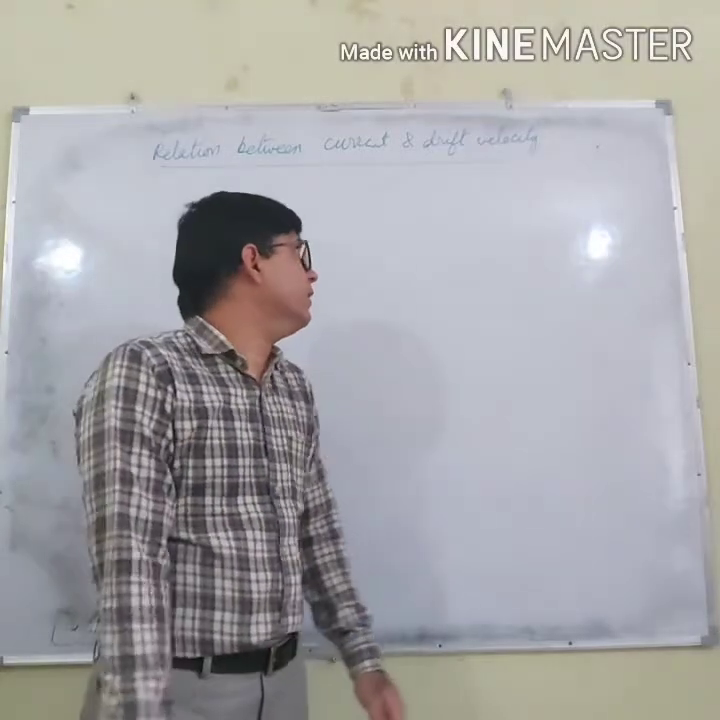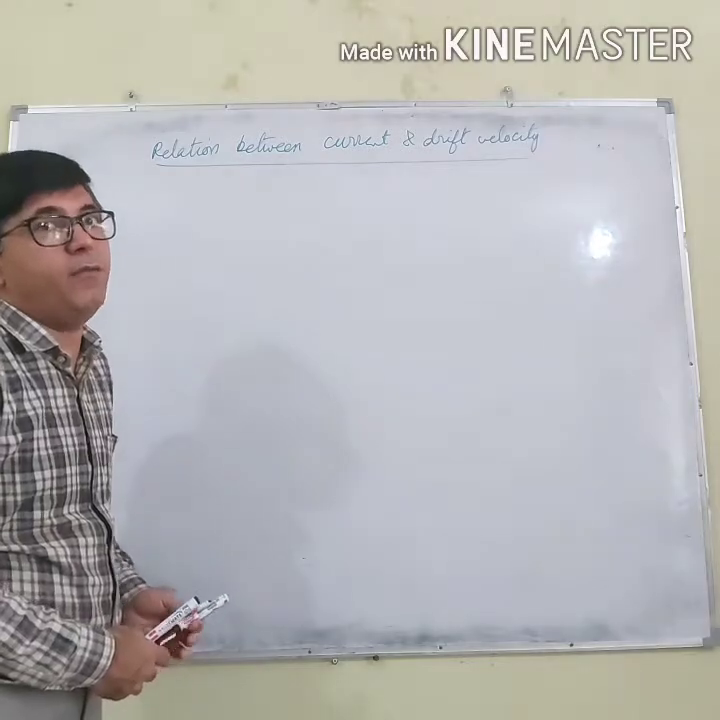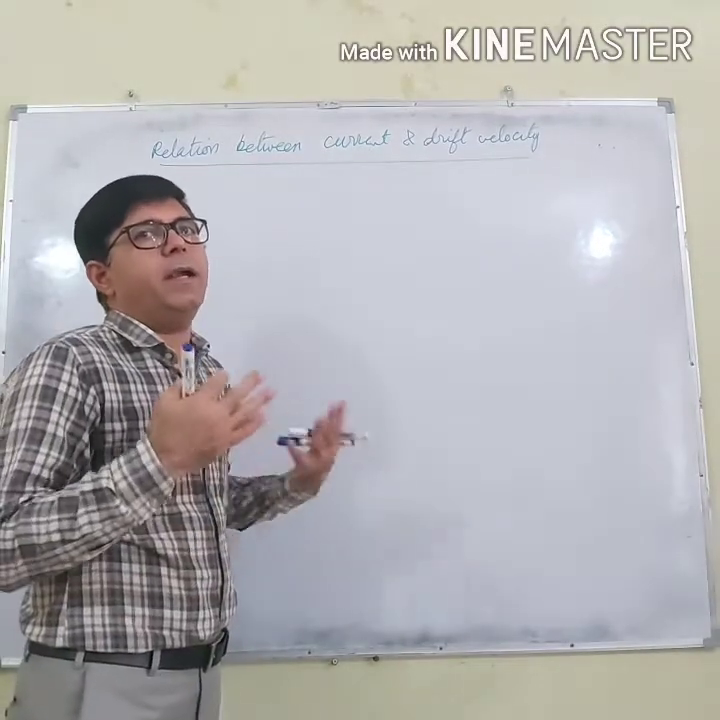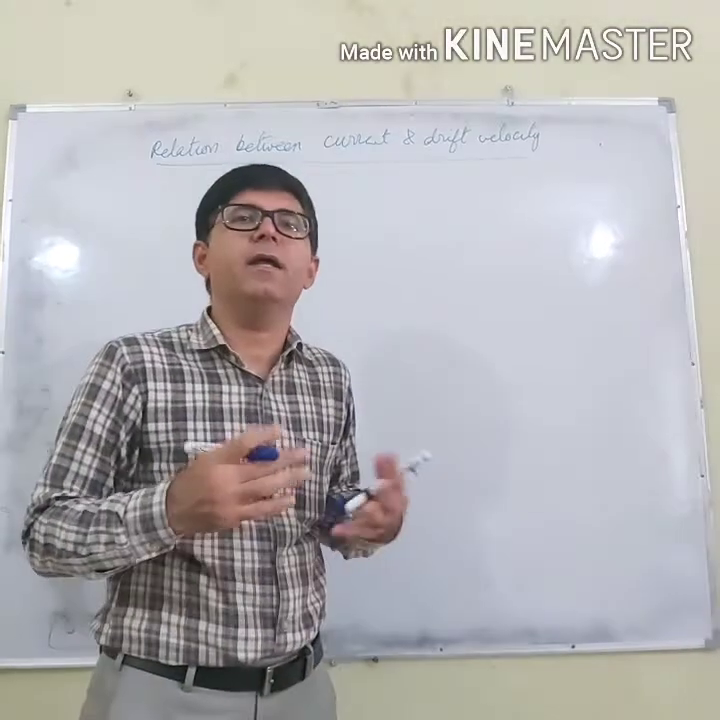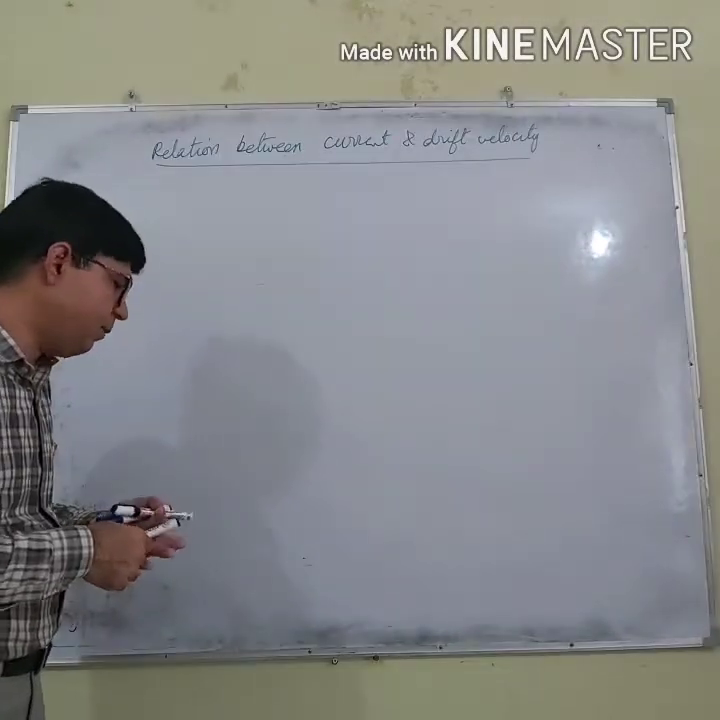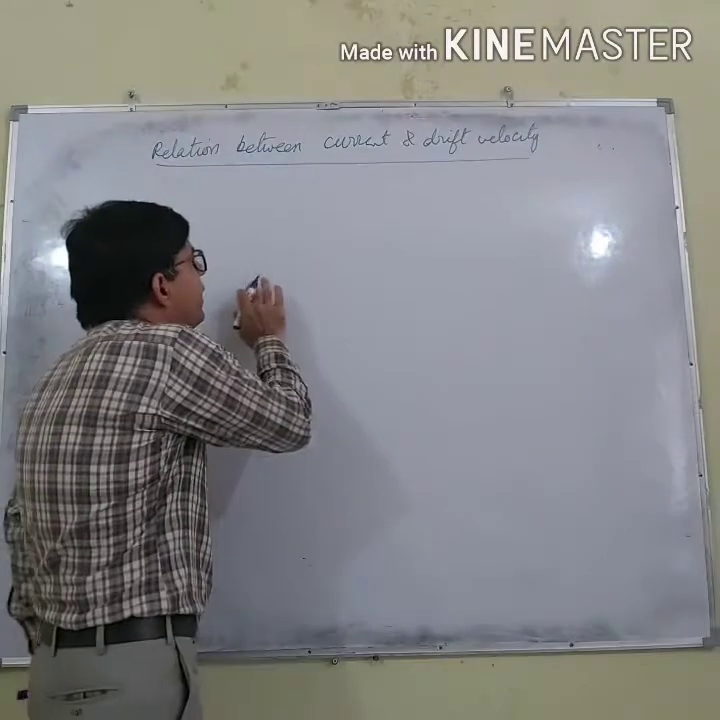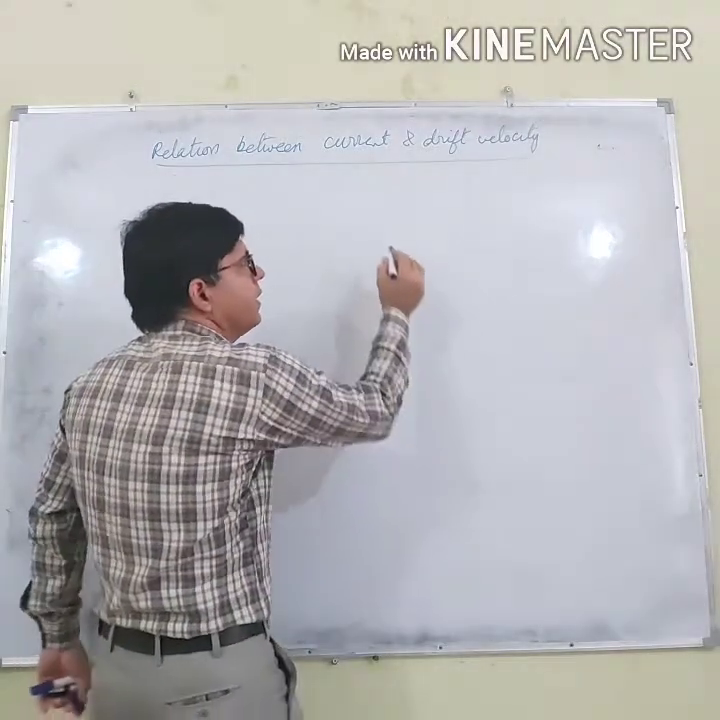Today we are going to discuss the relation between current and drift velocity. How are the current and drift velocity related to one another? So let me explain how these two physical quantities are related to one another.